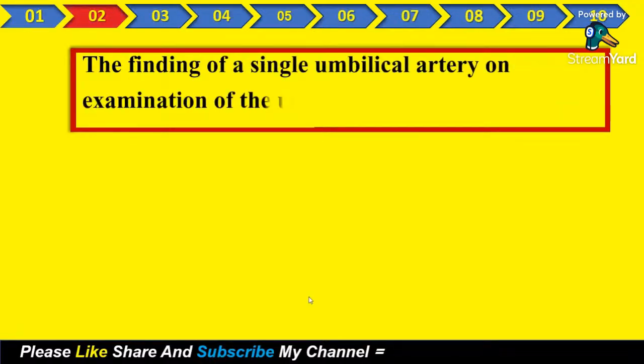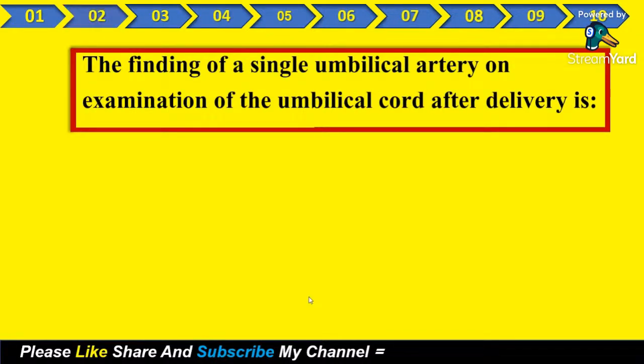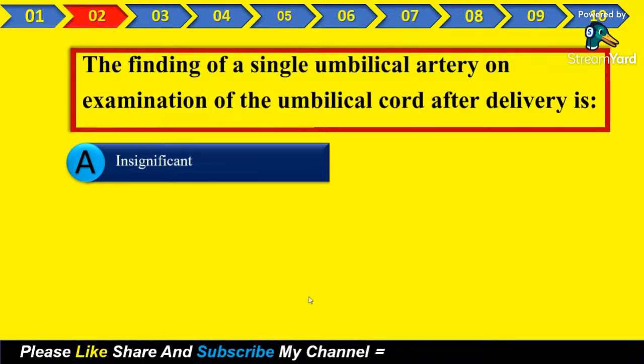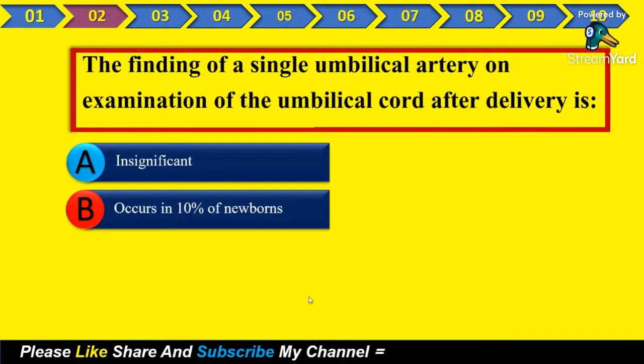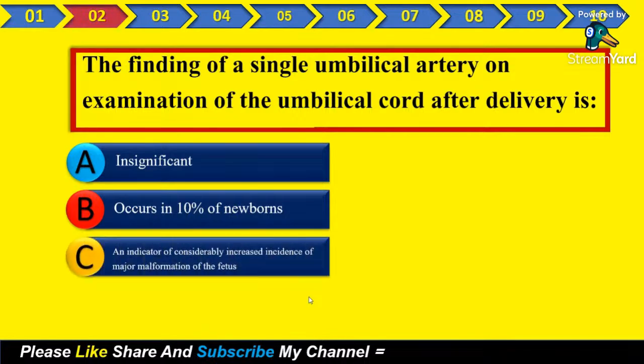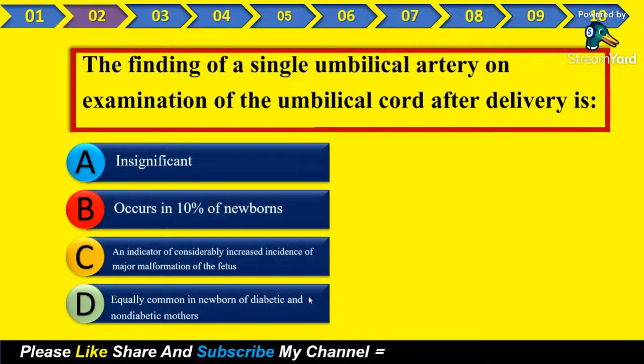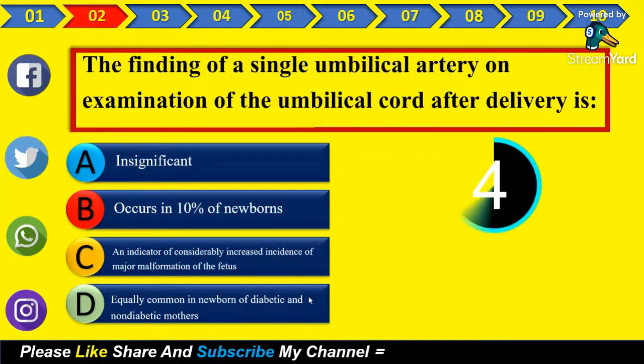The finding of a single umbilical artery on examination of the umbilical cord. You examine the umbilical cord after delivery and you see only a single umbilical artery. A. It is insignificant. B. It occurs in 10% of newborns. C. An indicator of considerably increased incidence of major malformation. I think this is the correct answer. D. Equally common in newborns of diabetic and non-diabetic mothers. Now let us look at what is the correct answer here.